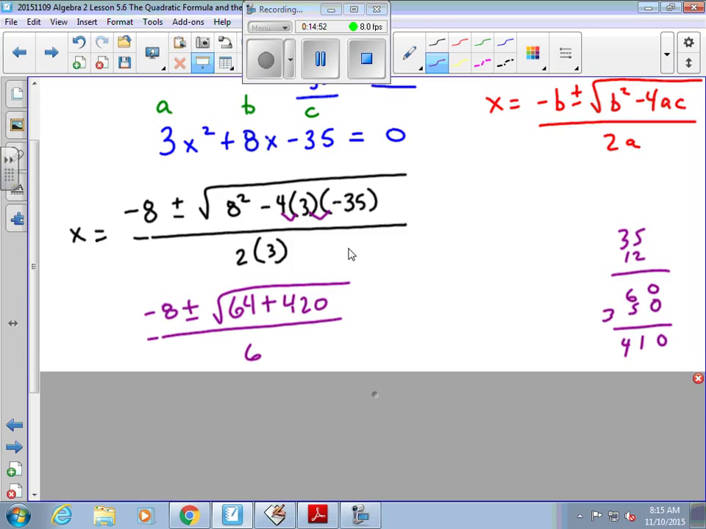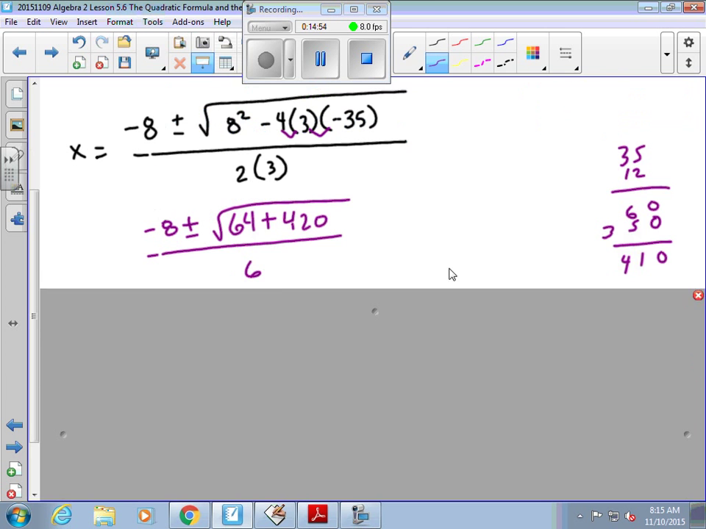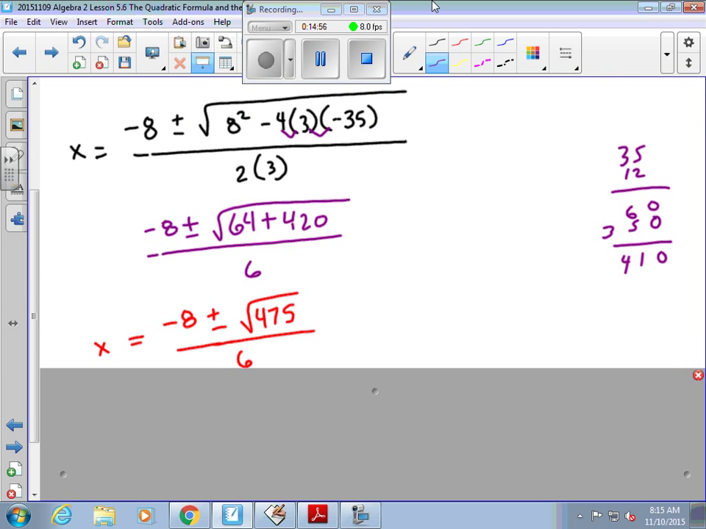So when we have the square root of 64 plus 420, it's not going to be 475. I made even another mistake on top of my mistake. We're going to change it right now. It's not 475, it's 484 is what it should be. Okay? So that's not a perfect radical. We could possibly simplify that and make it a smaller radical.